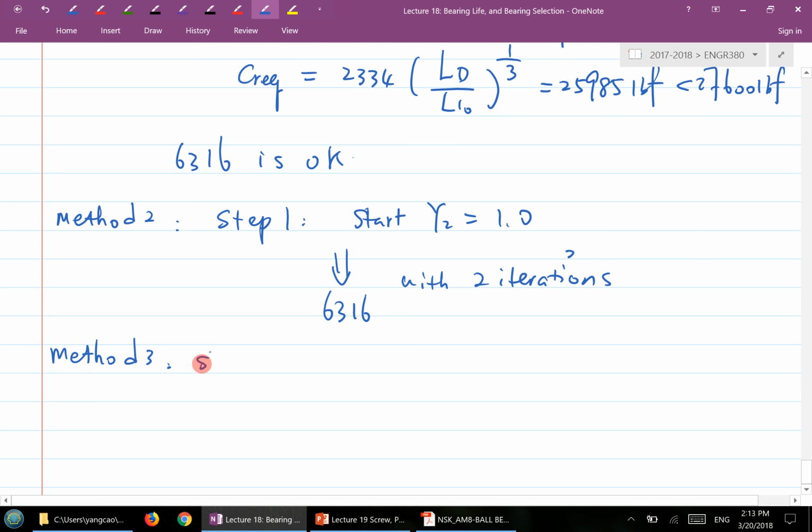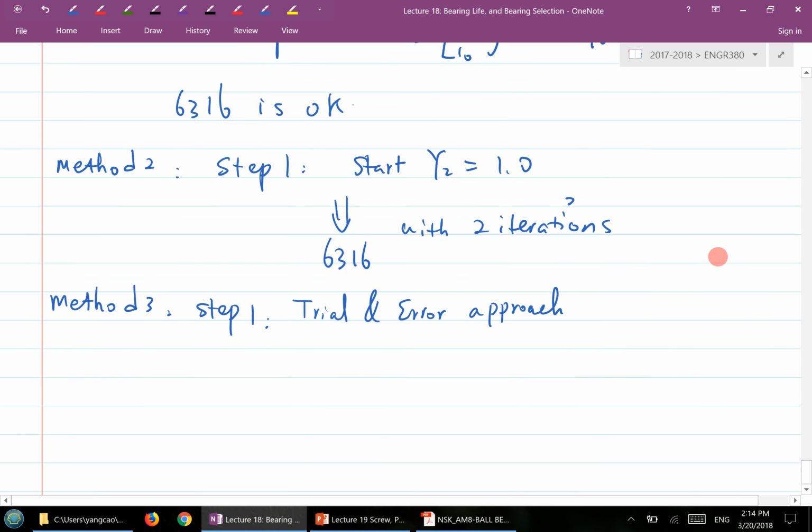Now the third approach, I also want you to try. At step 1, instead of starting with a certain y2 value, the third approach is, well, let's just use trial and error. Let's start with the bearing. So we'll start with a bearing here.